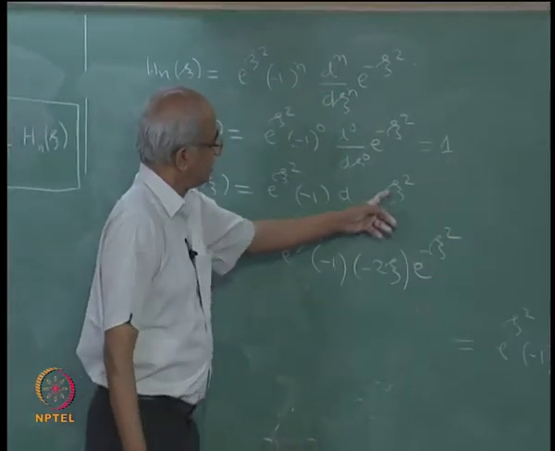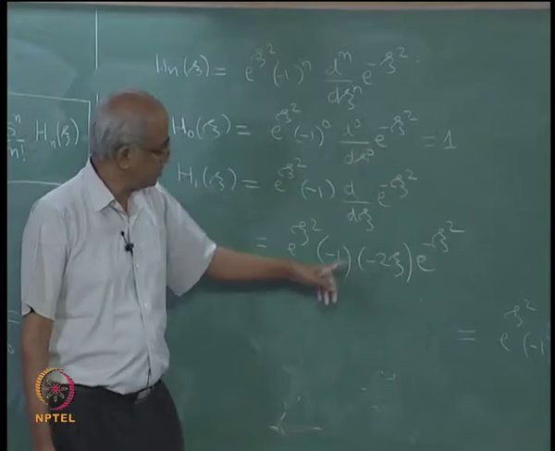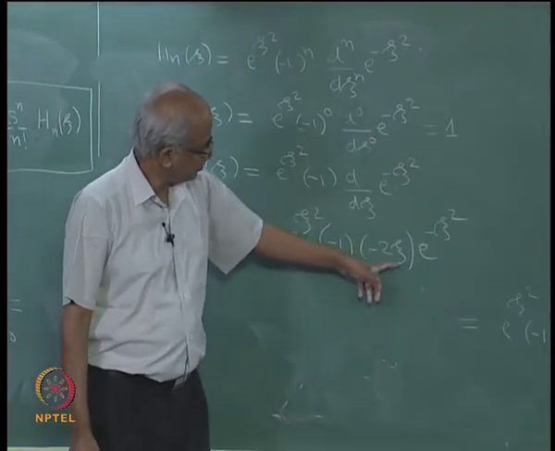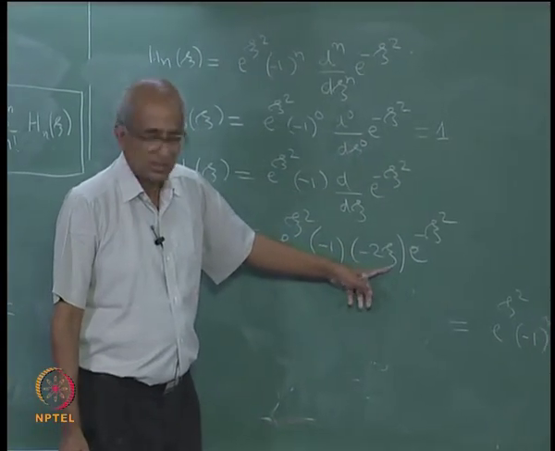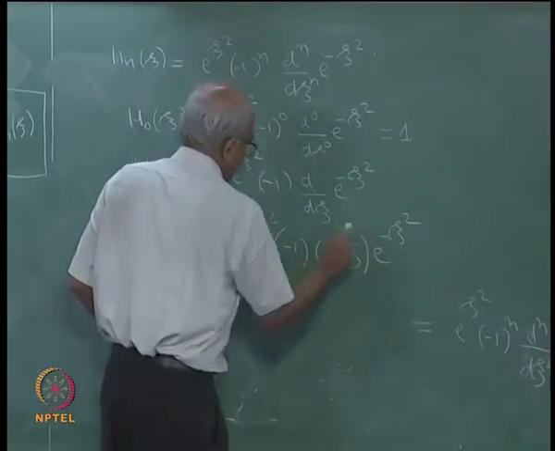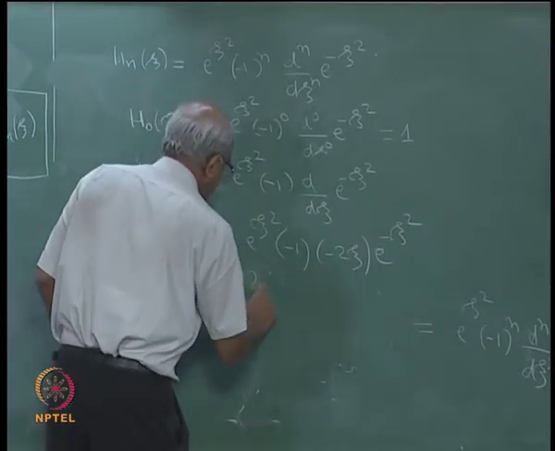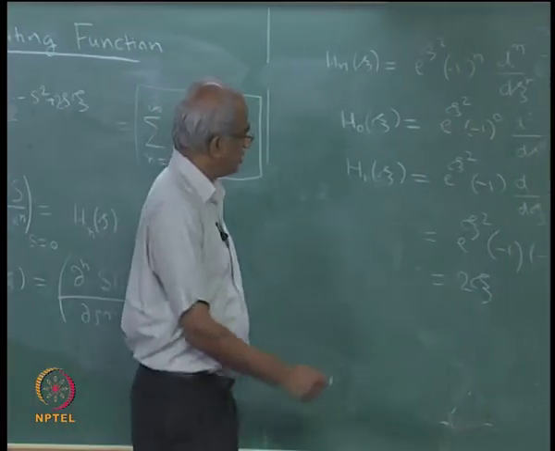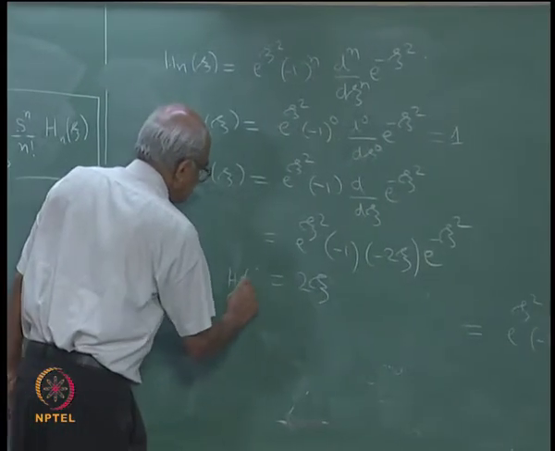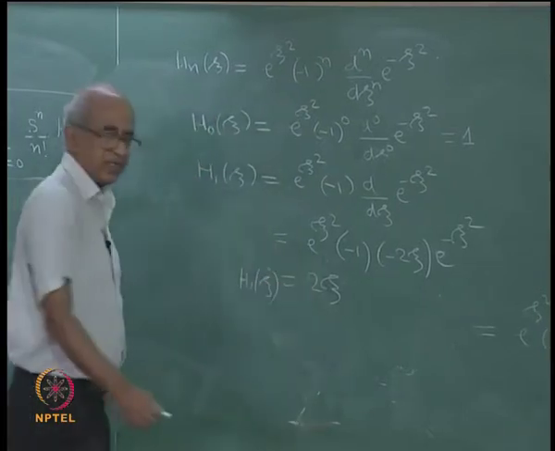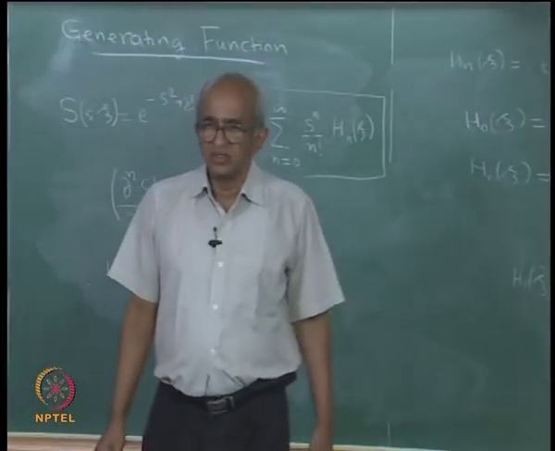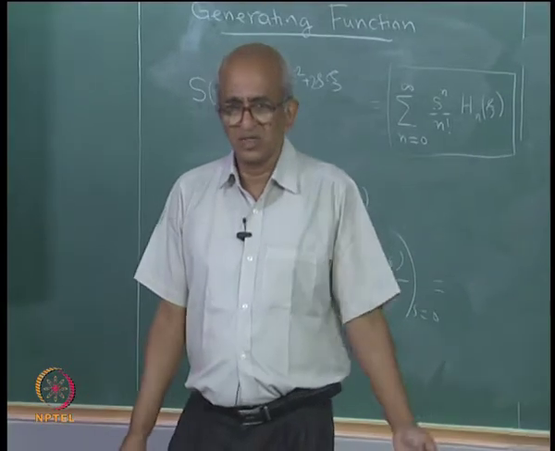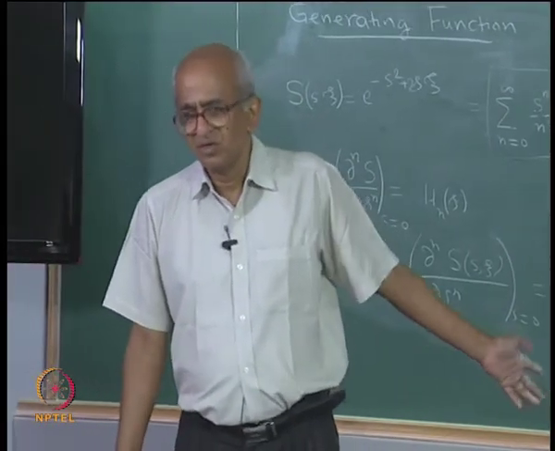You just differentiate this once: e to the power of minus c square, and 1 minus 2c will come down, and this and that are going to cancel, and you will be left with just 2c. So this is your H1. Now, it is very easy. All that you have to do is go on differentiating.